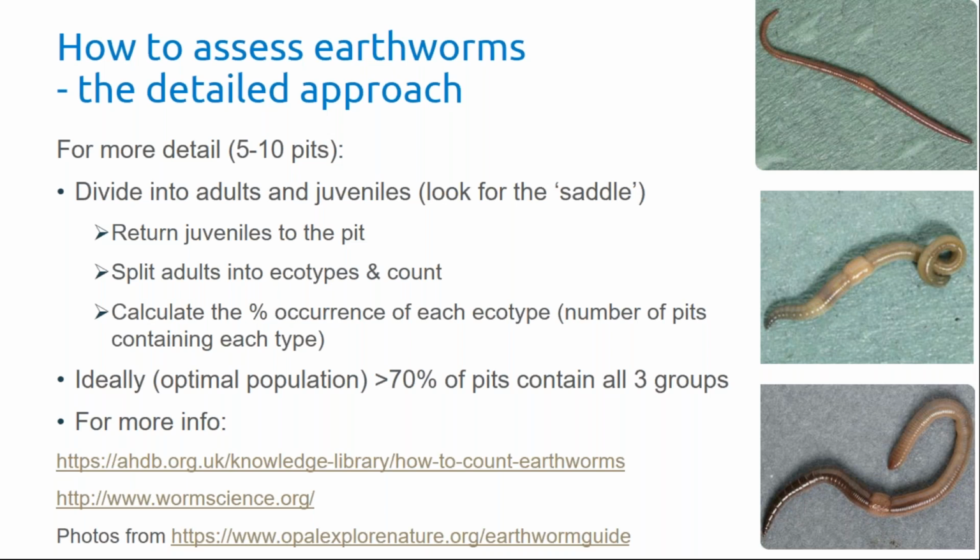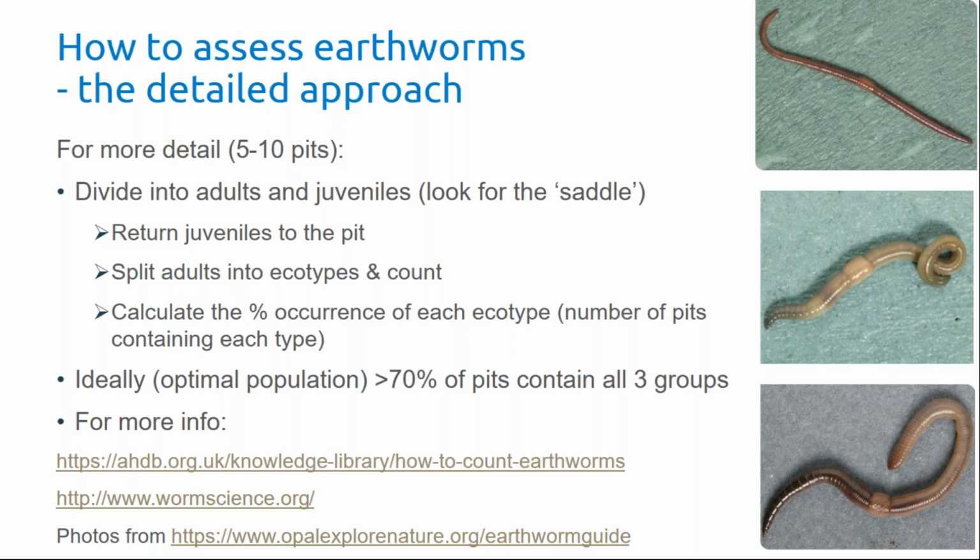The juveniles can then be returned to the pits, and then you can look at your adults in more detail and categorize them into those 3 different categories. In very simple terms, the small red fast worms, the intermediate pale greenish worms, and the really large worms with the dark heads. What we're really looking for is a balanced population. We want representation of all three categories in our field, really. So ideally, about 70% of the pits that we sample should contain all three groups.